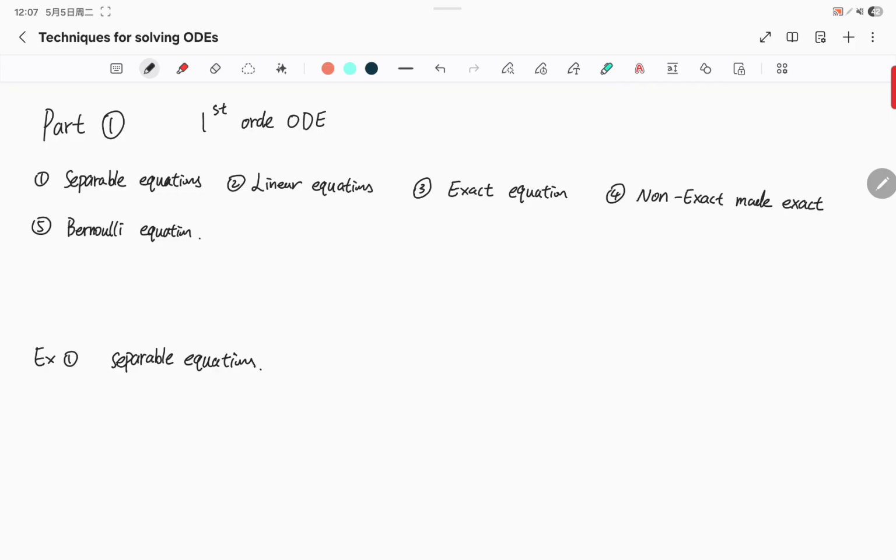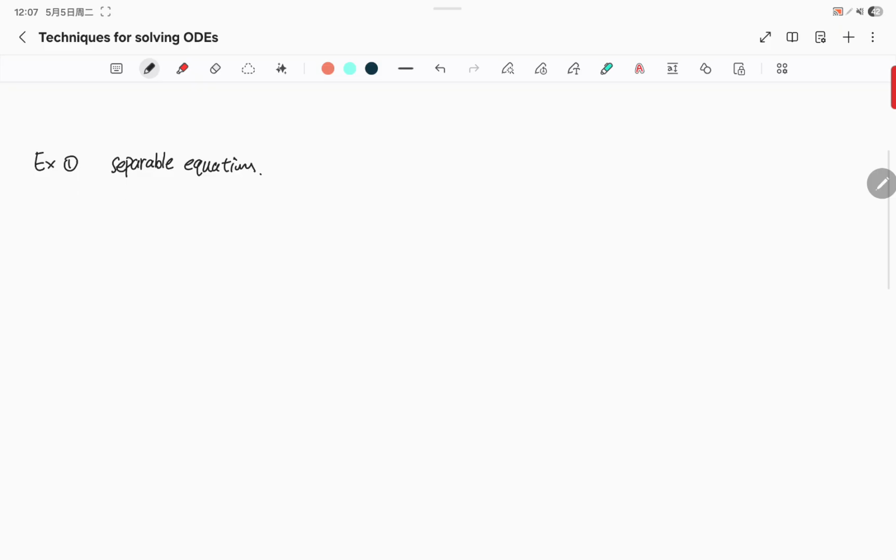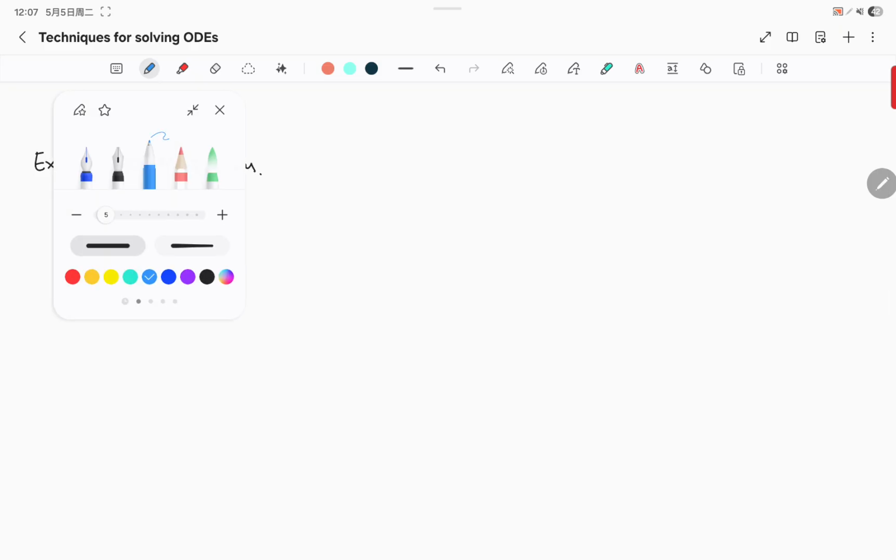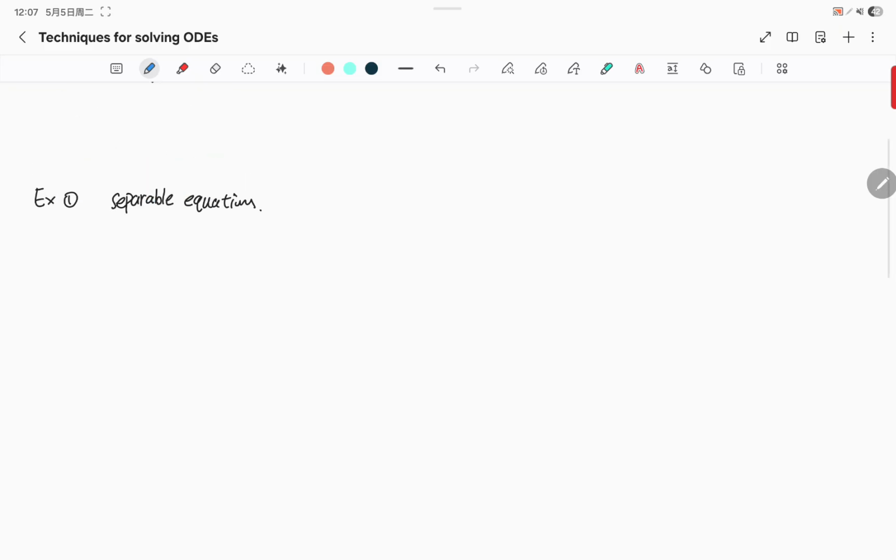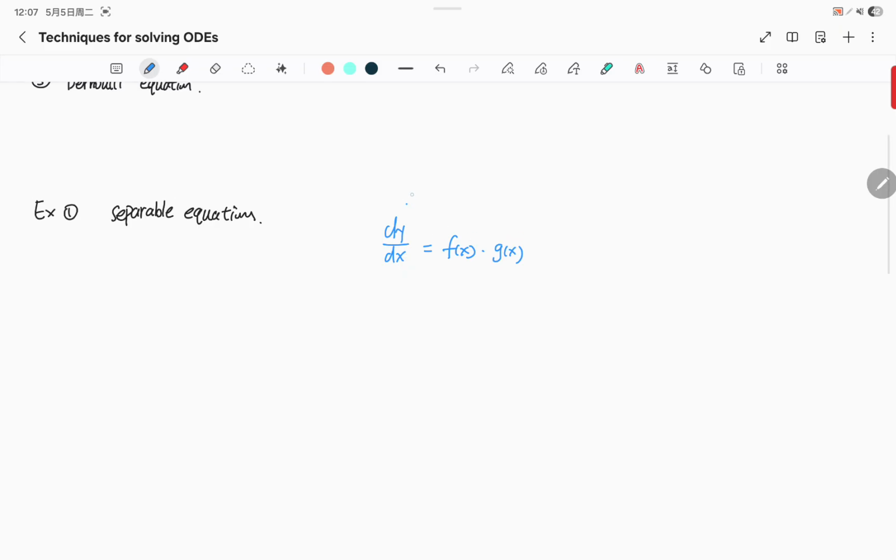ordinary differential equations. The first example we're going to look at is a separable equation, and this one has the form dy/dx is equal to a function times another function. dy/dx is the same as y prime.